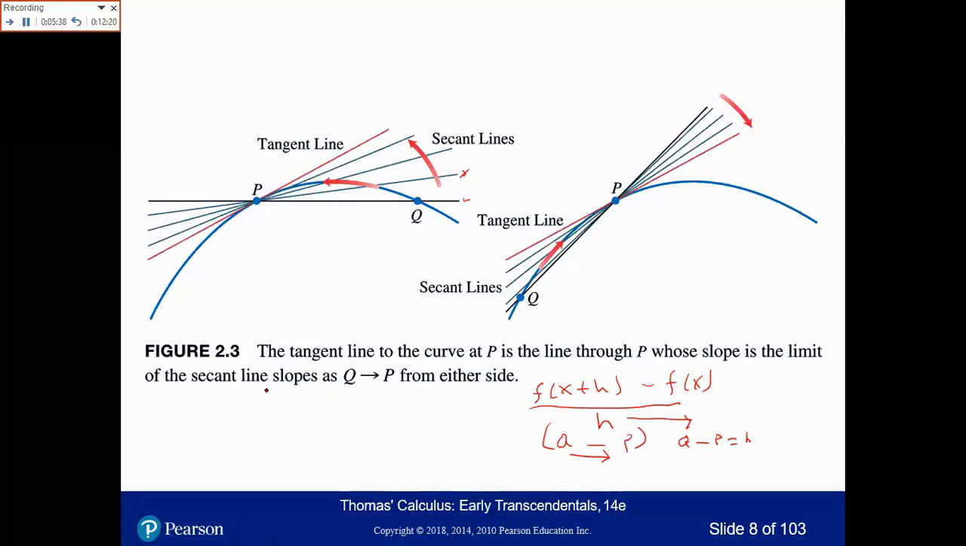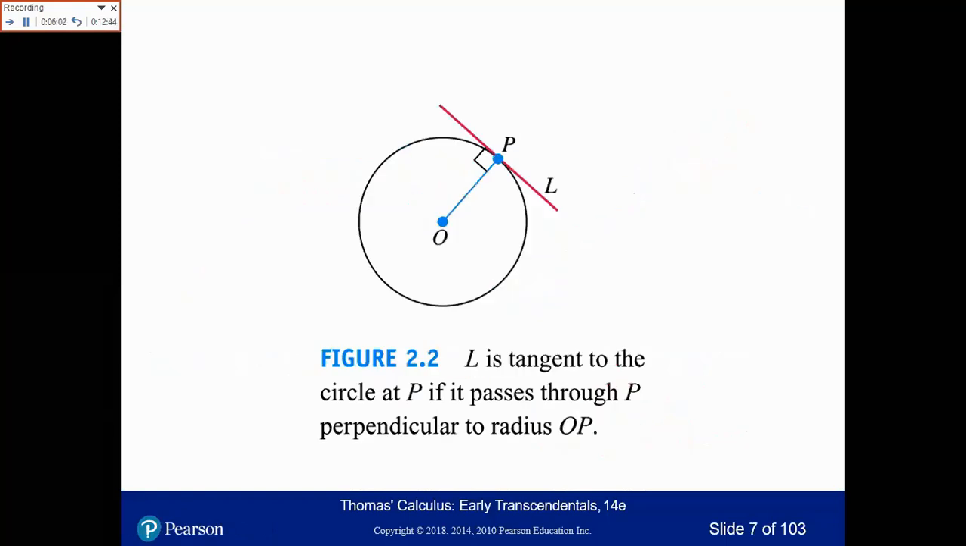Remember, it is slope. So we're talking about the slope of the tangent. The slope is the limit of the secant line slope as Q moves from its position to P, from either side, either from the right or from the left. Let's go back to the circle.